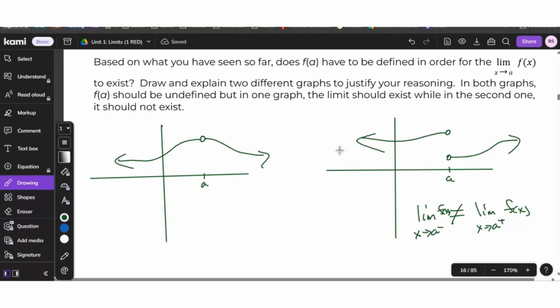This one, the limit does not exist. Here, the limit exists. In both cases, my function does not exist at a. That's the whole point. In both cases, f of a is undefined. There is a hole on both of them, right? So the function doesn't have to exist. Here, the limit existed, and here it didn't. So the limit can exist even if the function doesn't. That's the whole point that I want you to know.